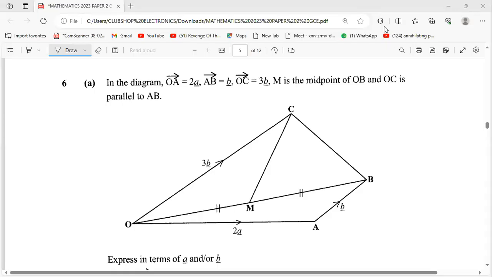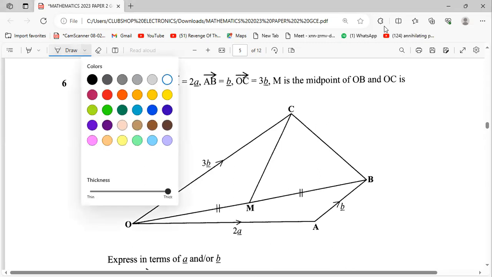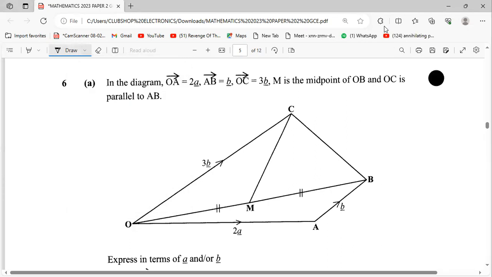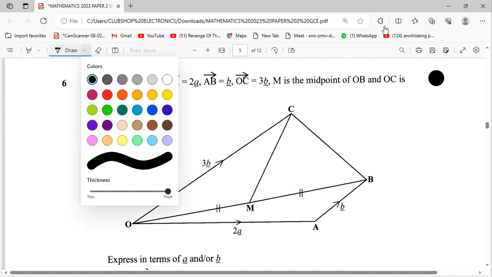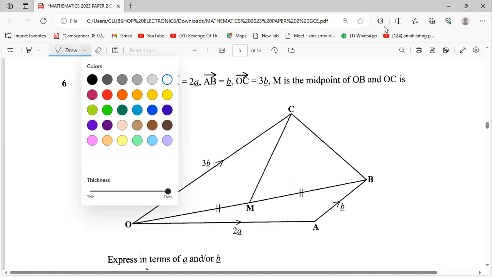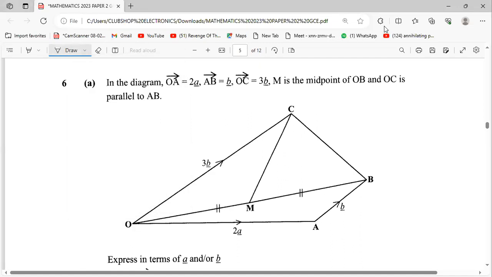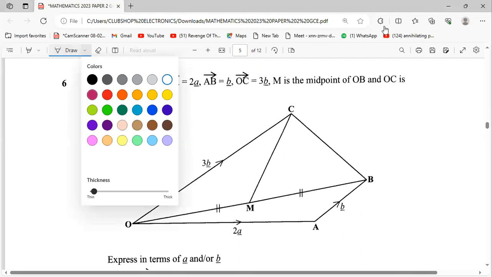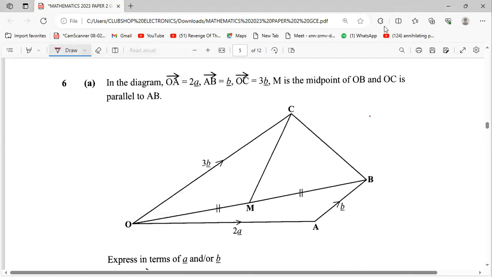Hello, welcome everyone to this lesson where we want to look at the 2023 GCE Mathematics Paper 2, all right? Questions 6 and 7. So, question 6 is on vectors.